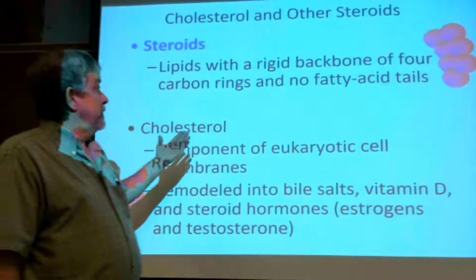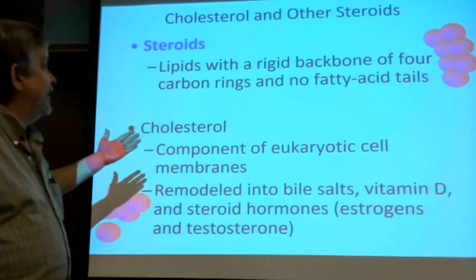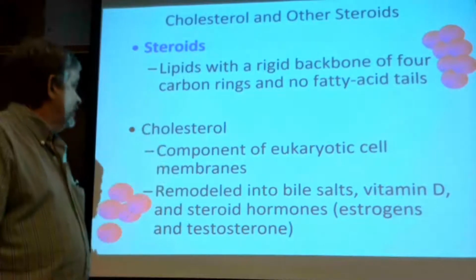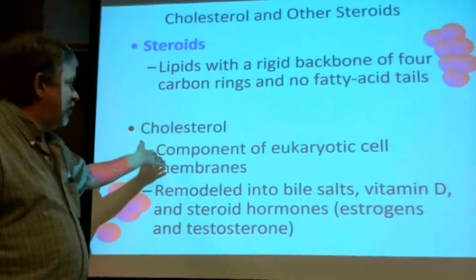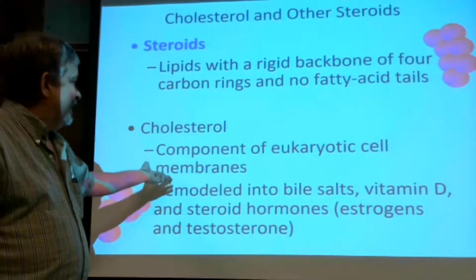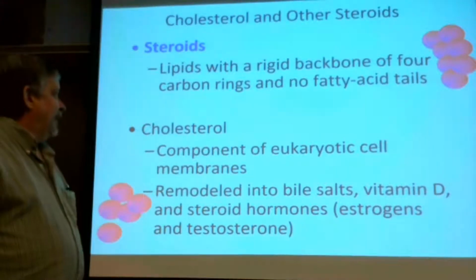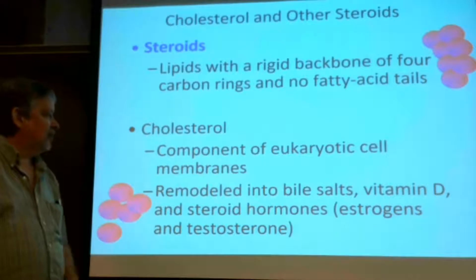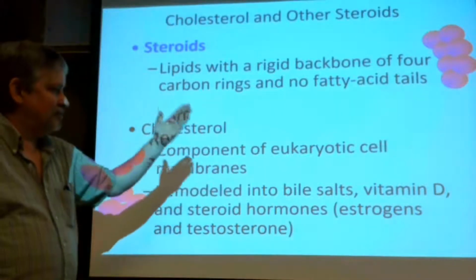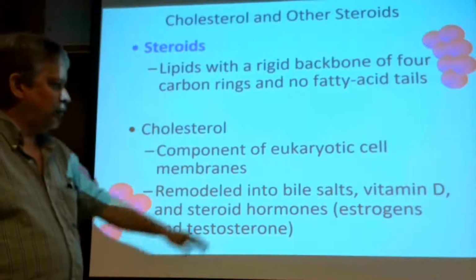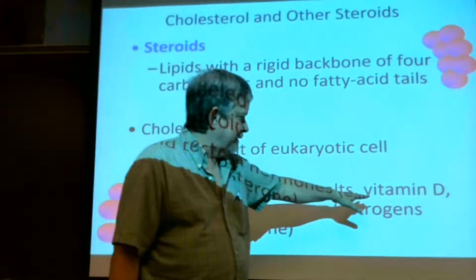Steroids is another lipid. It basically has no fatty acid tails. It's just the head. Cholesterol is probably the most common of the steroids. And so our bodies use cholesterol to be remodeled into bile salts or vitamin D, which we need for bone structure. And we are learning more about vitamin D here.